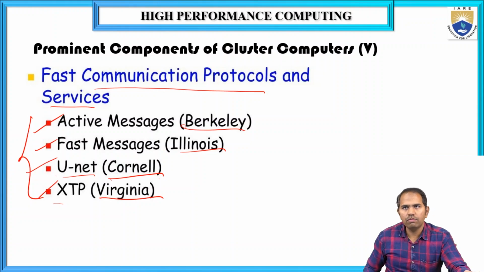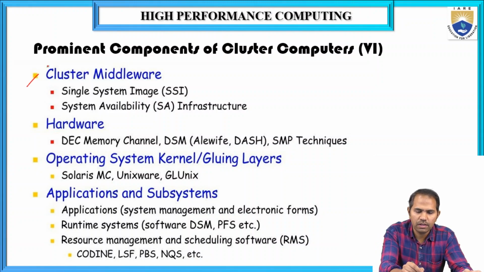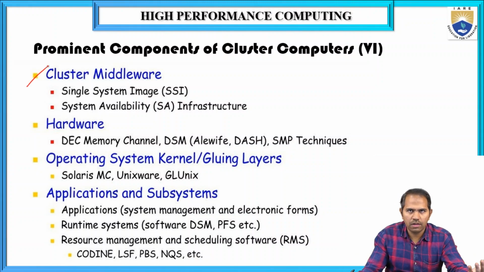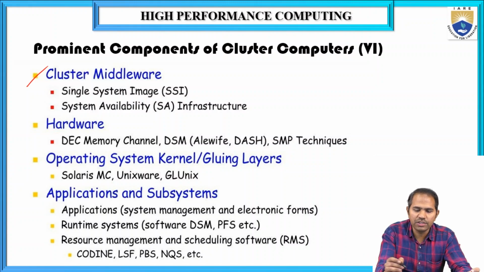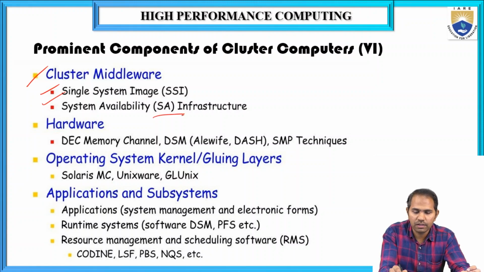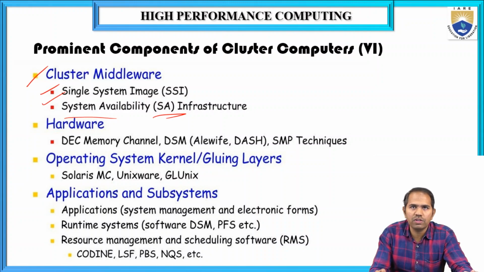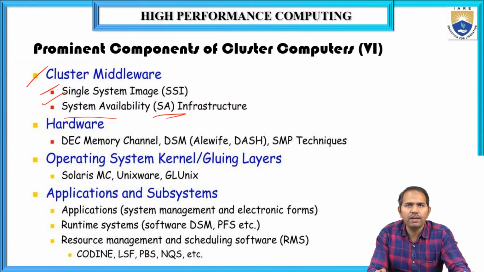And the sixth thing: cluster middleware. In the diagram we saw previously, cluster middleware interacts between the nodes and sequential applications, or whatever parallel application you send, in between is the cluster middleware. In the cluster middleware, we want to create a single system image, SSI, and system availability, SA. That is the very important system availability infrastructure. In the cluster middleware, we always have to focus on these two things: single system image and system availability.